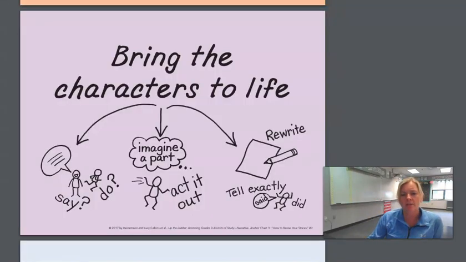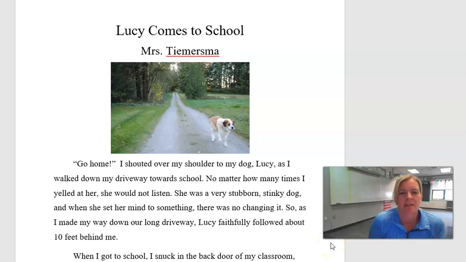So here's another one of our sticky notes that just shows what we're going to do today. Our learning target is you're going to bring your characters to life by explaining what they said and did, by acting out a part bit by bit, and then rewriting, telling exactly what they said or felt or thought. So we're going to work on my story, and I'm going to show you how to do it. So here's my story.